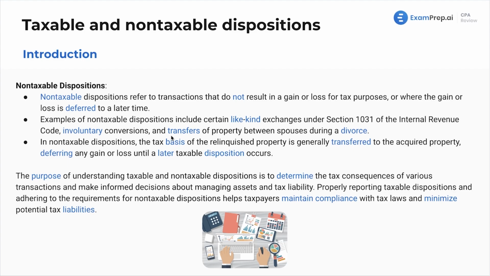In non-taxable dispositions, the tax basis of the relinquished property is generally transferred to the acquired property, and we defer any gain or loss until a later taxable disposition occurs. We see this a lot with partnerships as well. Generally, when you have a partnership and you get an asset distributed to you, you're not going to recognize a gain or loss. There are a lot of exceptions. We'll deal with hot assets and everything.